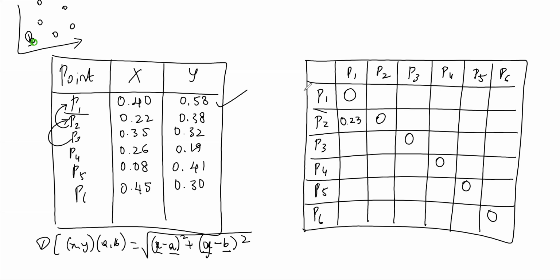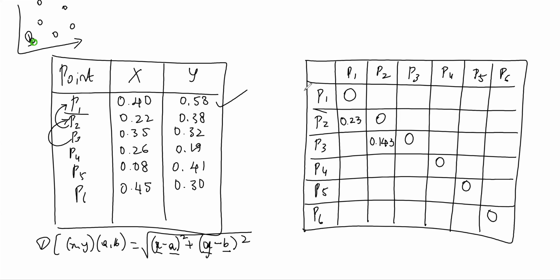Then I will identify the distance from P3 to P2 because I've got a new candidate, P3, the data point. What will I get? 0.35 minus 0.022, the whole square, plus 0.32 minus 0.38, the whole square. What value will I get from P3 to P2? 0.143.